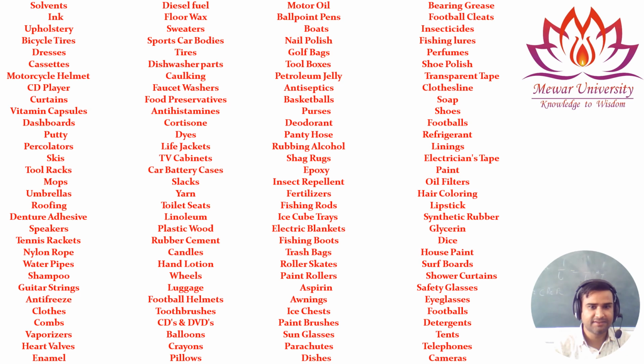You can see the various types of petrochemicals that are used for different purposes: solvent, ink, bicycles, cascade. So these are the several kinds of petrochemicals that we are using in our daily life or for industrial purposes. Petrochemicals can be used in various ways. So these are the different petrochemicals.